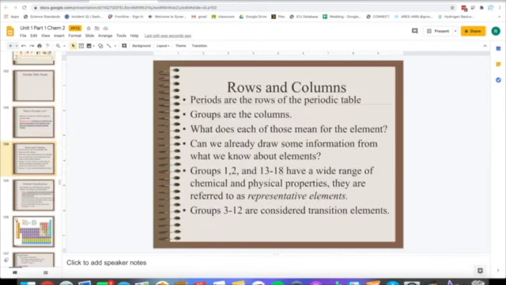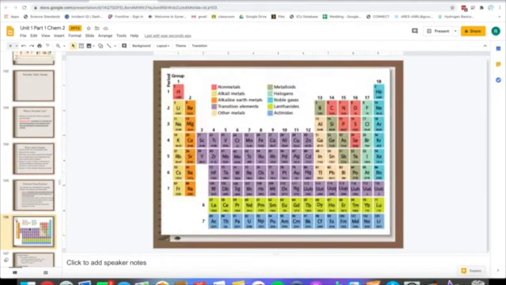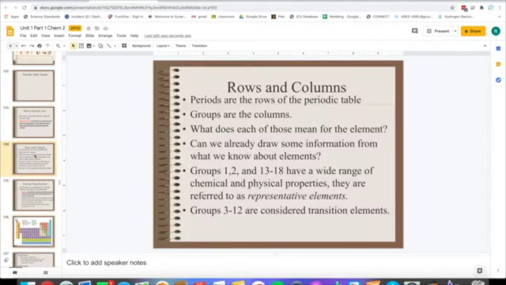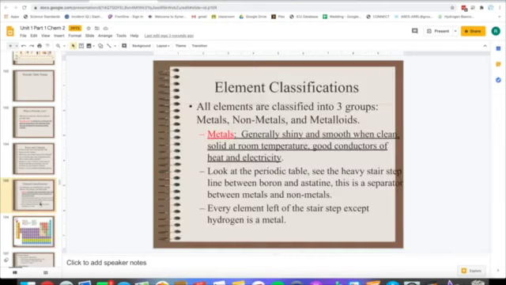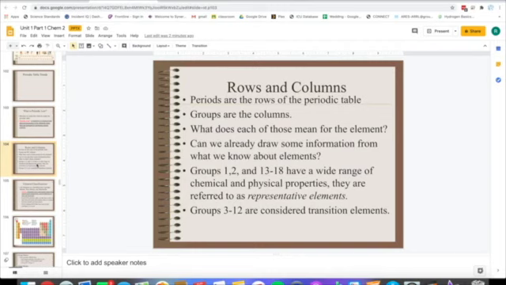So first off, just talking about the periodic table in general, which as we know looks like this. The first thing is the rows and columns. Periods are the rows of the periodic table, so it goes side to side, like 1, 2, 3, 4, so on and so forth. Groups are the columns, or what goes up and down.